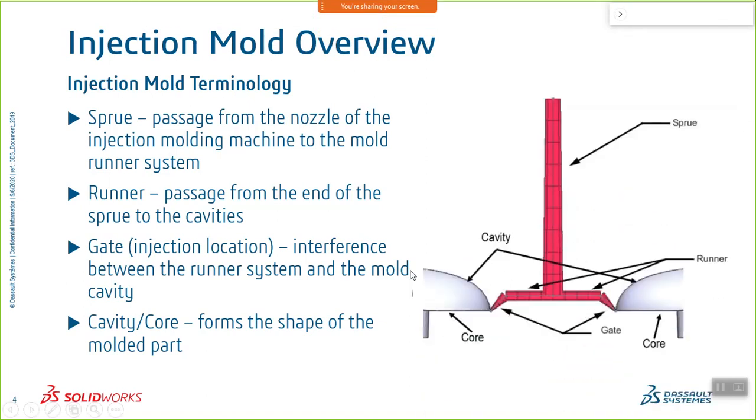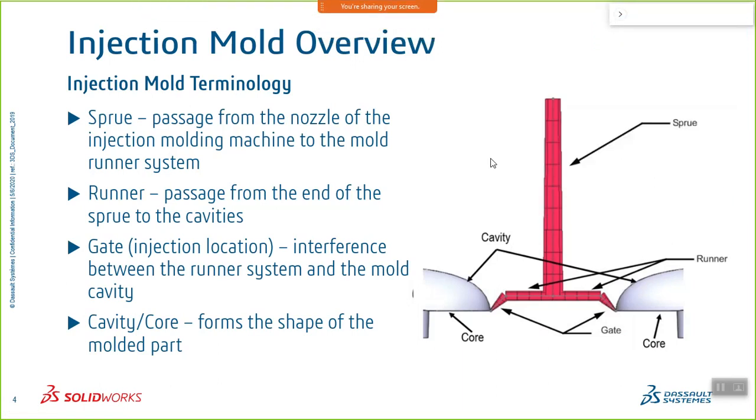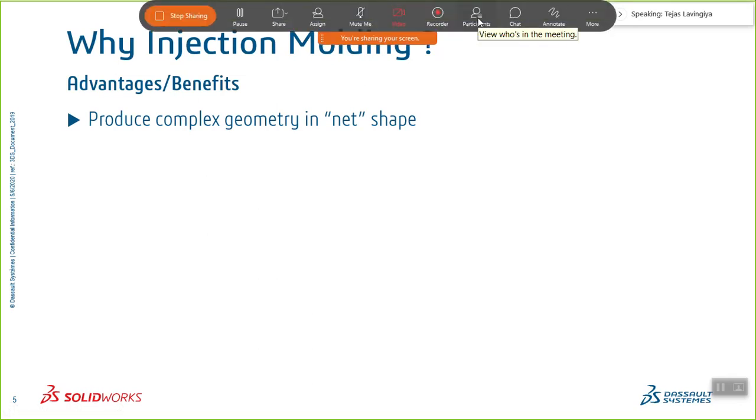Yeah, so this is the pictorial representation of what I just discussed. So there is a sprue, there are a few gates, there are runners, and there is the core, and finally we have the cavity where our actual part form is available. Now, why do we go to injection molding? What are the benefits? So we can produce complex geometry in net shape, right? So the shape is the final shape. So very little or no other manufacturing is needed.